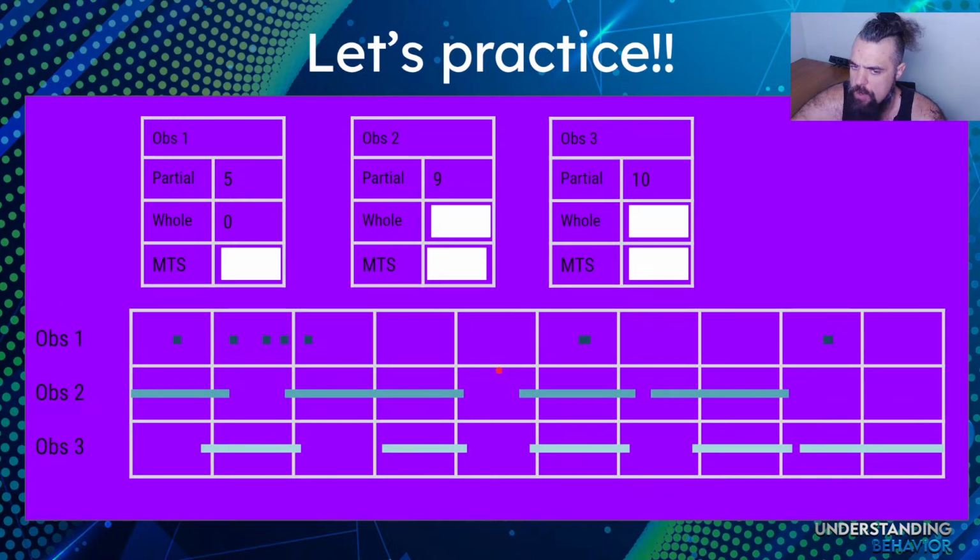How about observation 2? How many intervals are we going to mark as an occurrence with whole interval recording for observation 2? Excellent. I'm liking the answers. Keep it up, chat. Good job, Annie, Zamina, Nevi, Crystal. Perfect. This one is going to be 5. So let's count these out. We've got this one, 2, 3, 4, 5. This one is kind of close, but we had that gap, so it doesn't count.